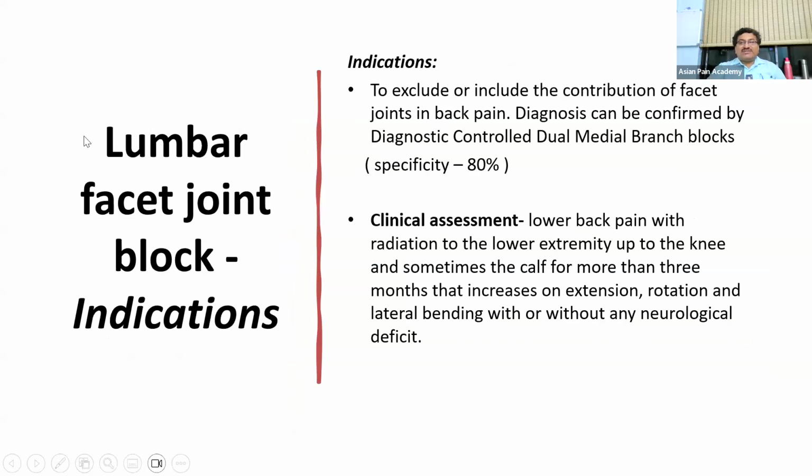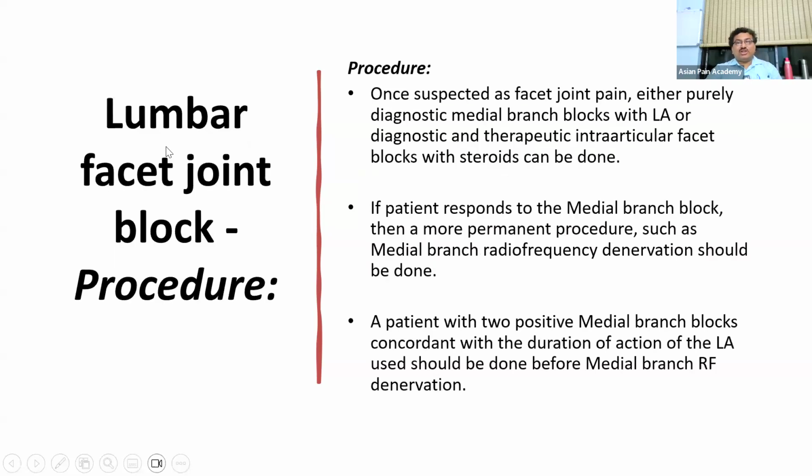Now coming to the facet joint block indications. To exclude or include the contribution of the facet as a cause of low back pain. This is our main goal. And usually the specificity is around 80%. First, definitely go for the clinical assessment. And if you are clinically satisfied that it could be facet joint pain, then we need to go for a diagnostic block. Only then should you go for this facet joint block.